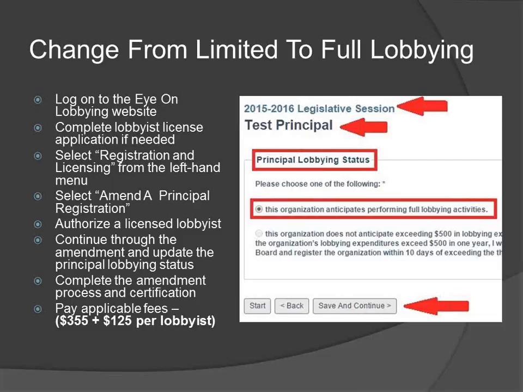Authorize a licensed lobbyist and continue through the amendment process and update the principal lobbying status. Complete the amendment process and certification. Pay the applicable fees, $355 to amend from limited to full lobbying, and $125 for each lobbyist authorized.